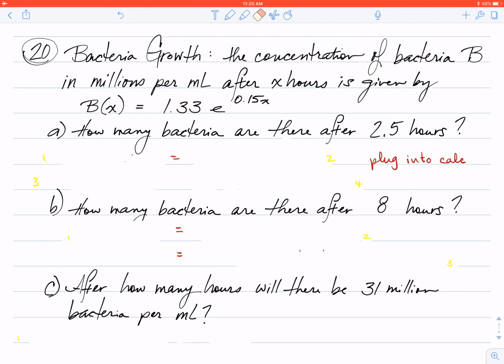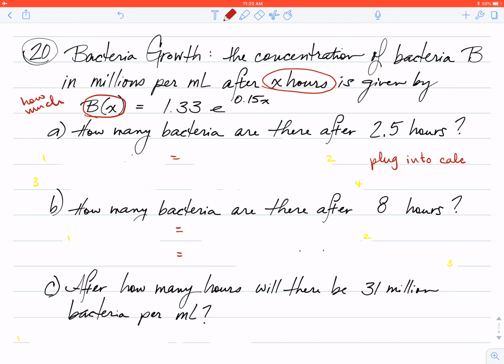This says that the concentration of bacteria B in millions per milliliter after X hours is given by, and then we're given an equation. The first thing I want you to notice is that according to our problem, B is how much bacteria I have. And then if you read further, X is my time. X is in hours.